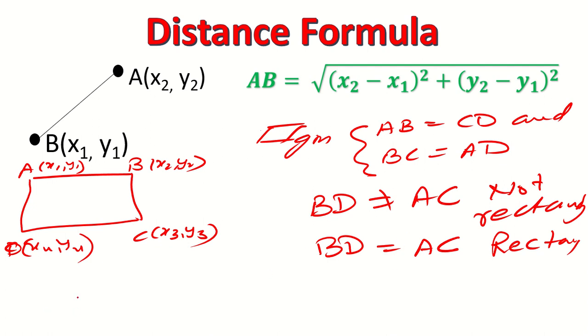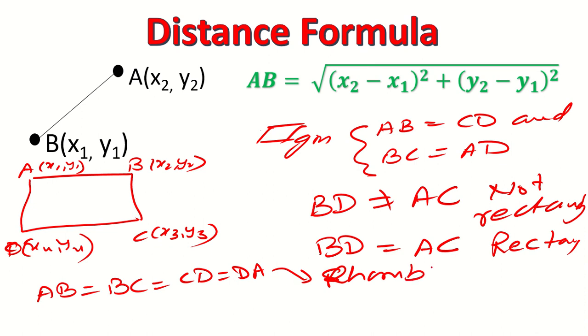For the rhombus, what will it be? All the four sides will be equal: AB, BC, CD, and then DA. All the four sides will be equal. Then it can be a rhombus as well as a square. But for the square you need an additional condition that AC must be equal to BD.